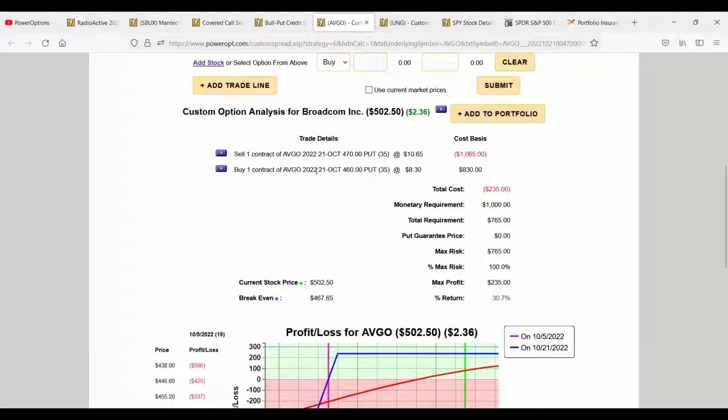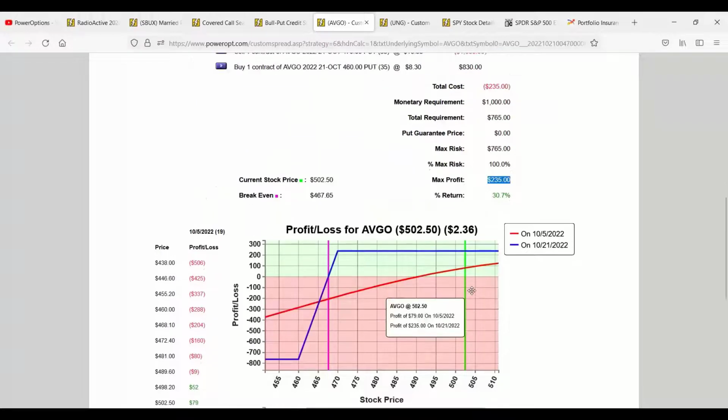I'm sorry. So a bull put credit spread selling the out of the money 470 put for standard expiration October 21st and buying the 460 put is going to give us a net credit of $235 on a 10-point spread. So we're looking at about a 30.7% return. In other words, the true loss on the position would only be $765. If the stock went down below both strike prices, we're taking in a $235 net credit.